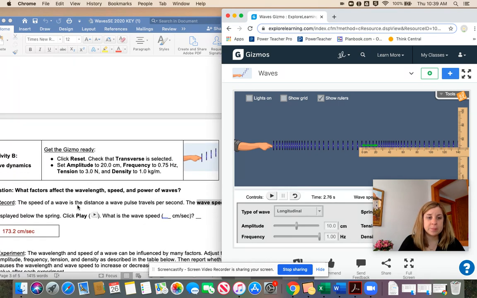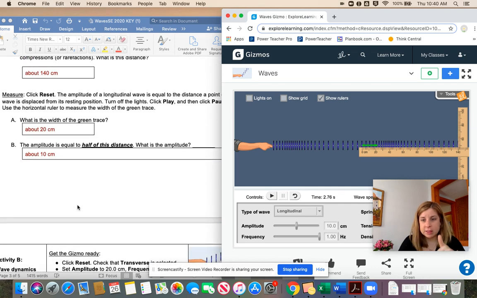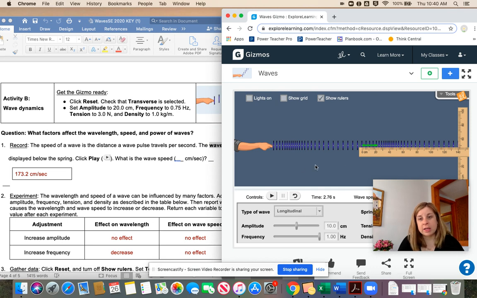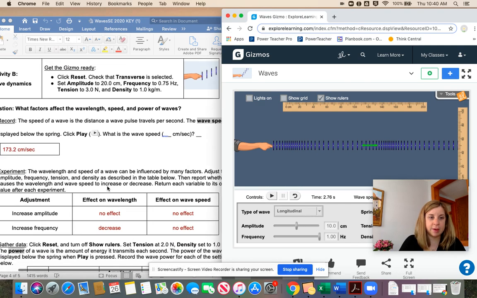Okay. And now we're moving on to activity B. I hope activity A was good for you guys, okay? Activity B was a little bit more tricky. There was some more math involved than some of the other ones, okay? So now we're looking at what factors affect wavelength, speed, and power of waves, okay? So how much energy is in that wave, okay?